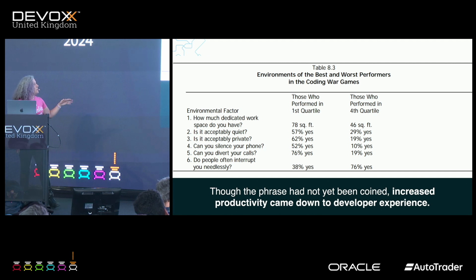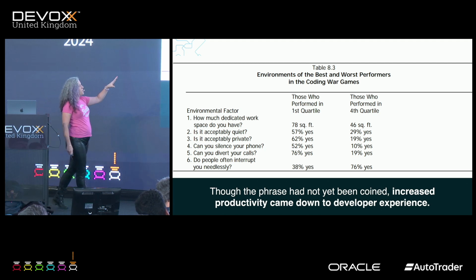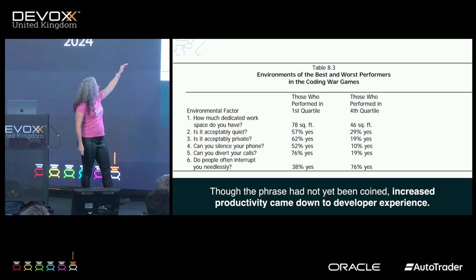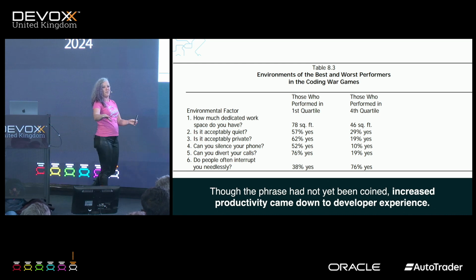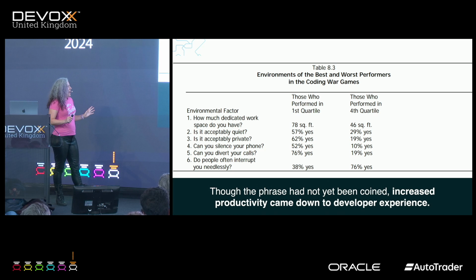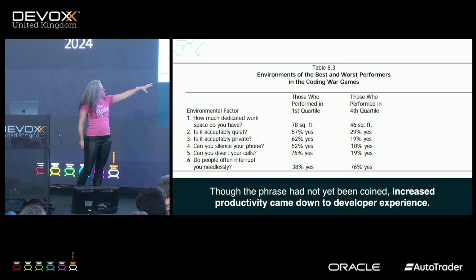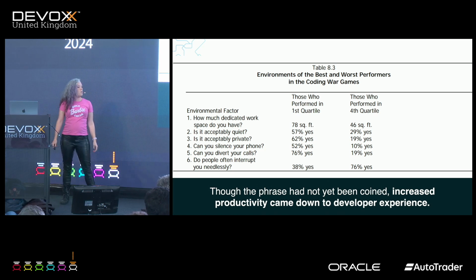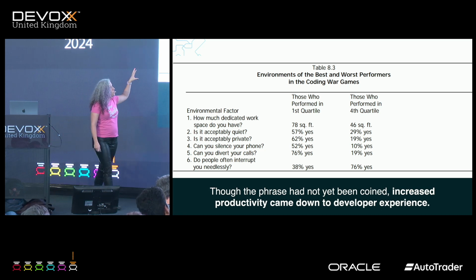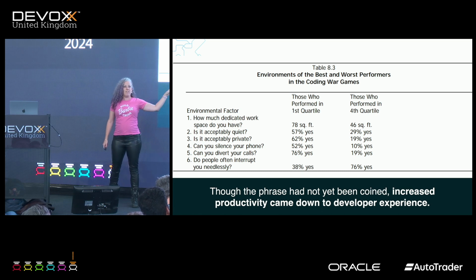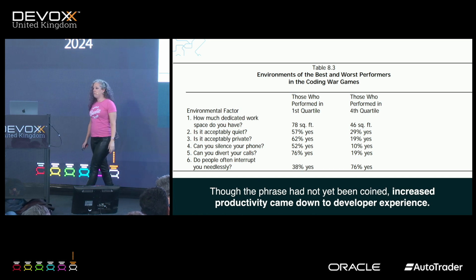And if we go back to coding wars, what they found is that those who performed in the first quartile, the most effective, had more space to work, had more quiet, more privacy. They were able to silence their phones more often. They were able to divert their phone calls. And I can imagine this idea of a desk phone, which I used to have when I started in my career. How novel. And they had fewer interruptions. So those who performed better had a more effective, more productive working environment. It's not necessarily that they're better engineers.